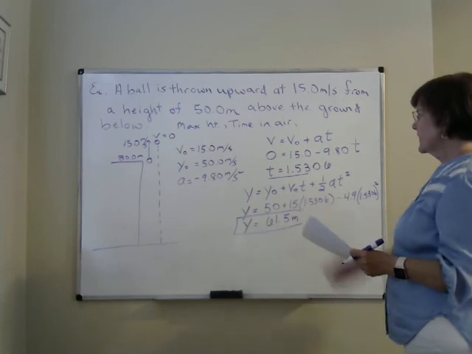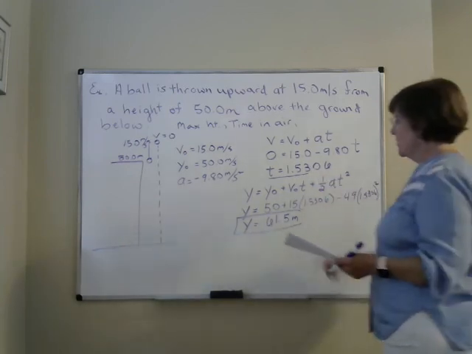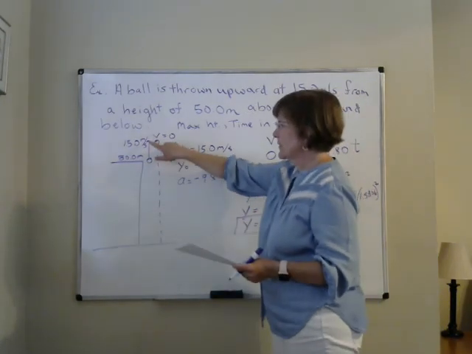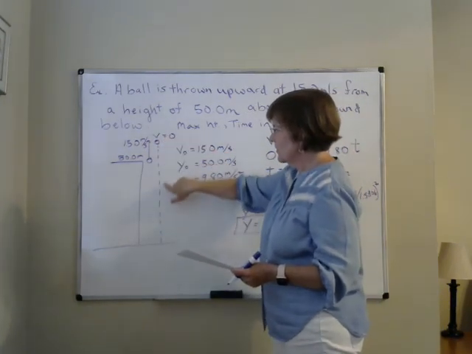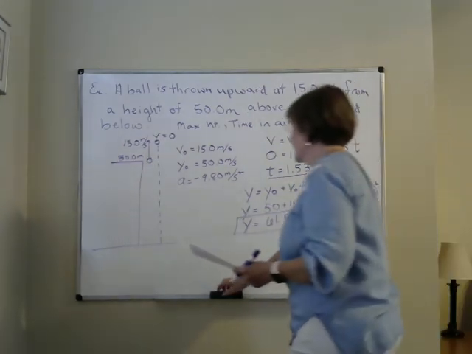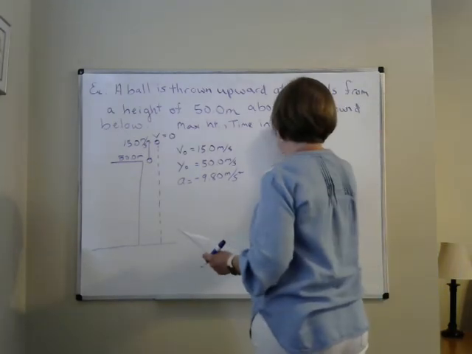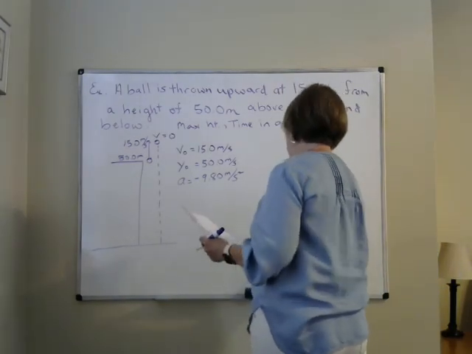How high was its maximum height? How long did it take? Now we can look at the problem and tell it only took 1.53 seconds to reach the top, but it's going to take a lot longer to come down. Let's see if we can find how long it's actually in the air. Now, to find the time in the air, we use this formula.